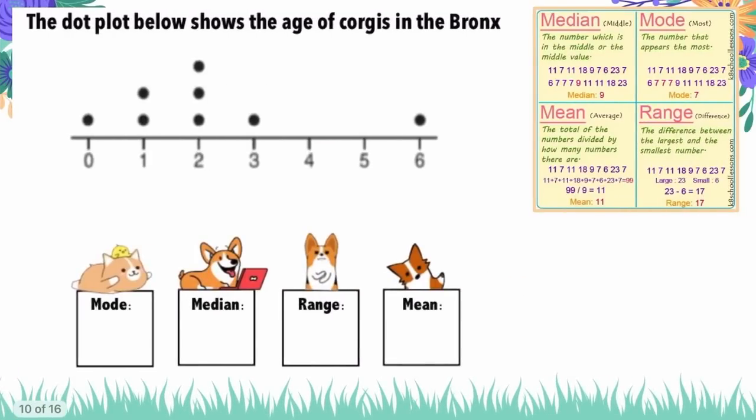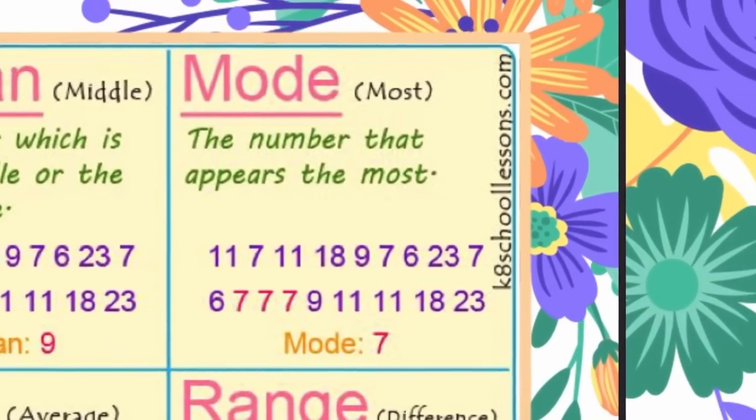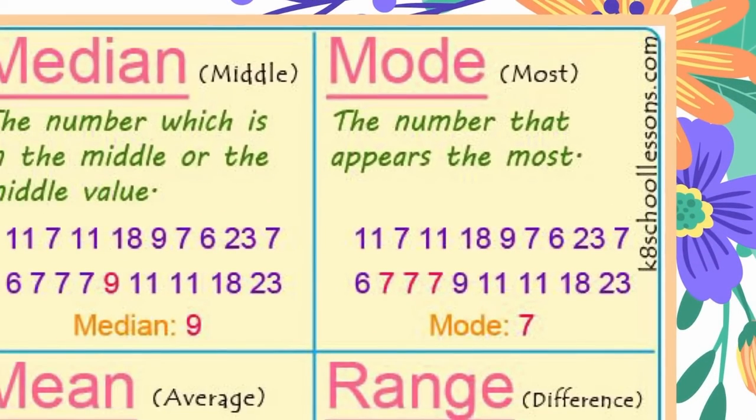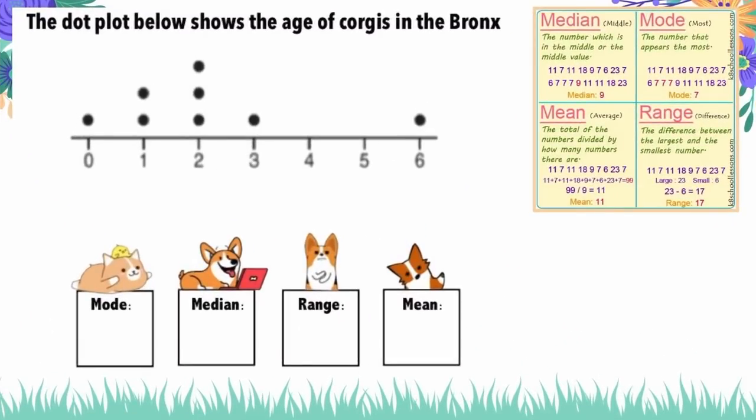The dot plot below shows the age of corgis in the Bronx. So we want to calculate the mode, median, range, and mean. Let's look at the first one, the mode. Just to remind you, the mode is the number that appears the most. So in this list of numbers, 7 appears the most, so that would be the mode. So which number appears the most? The number 2 appears 3 times. That's more than any other number.